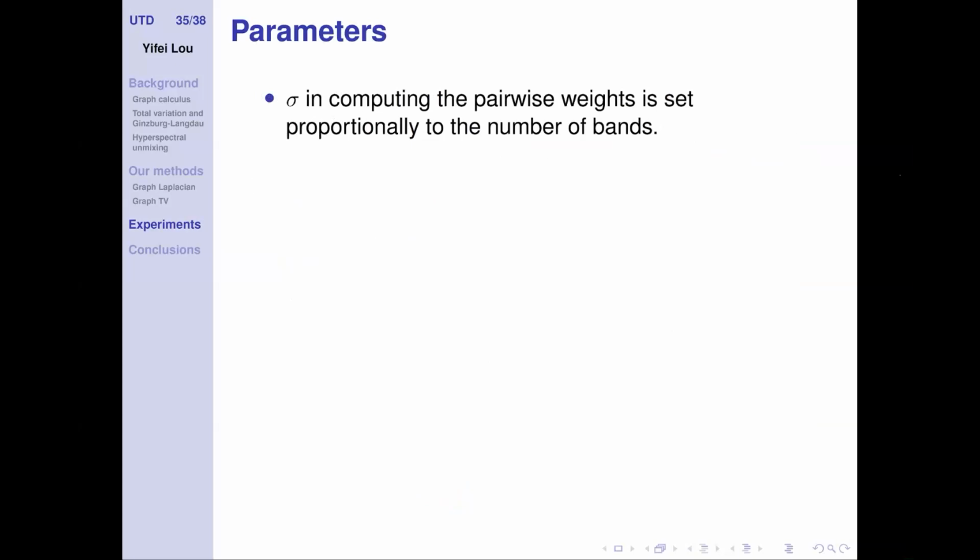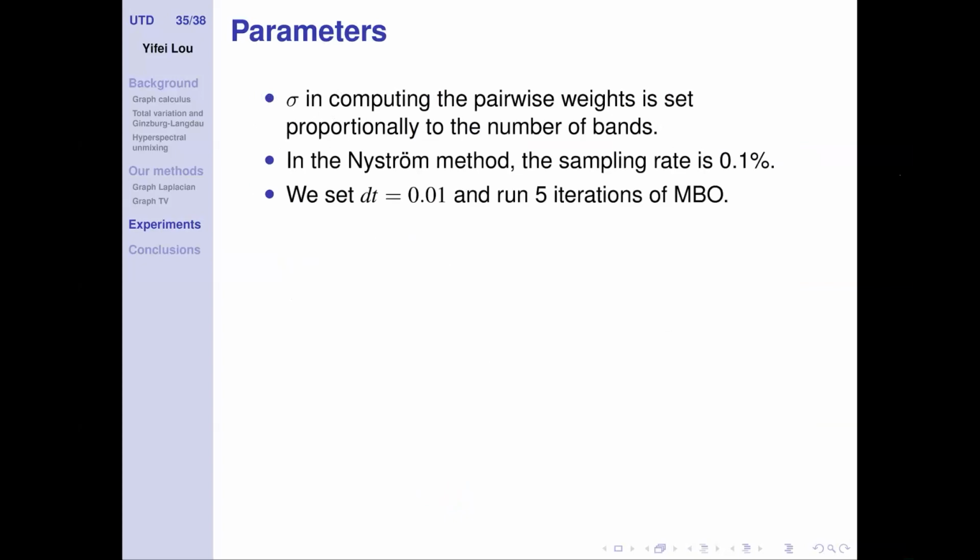One more thing before I conclude my talk. There are many parameters in our approach. We have sigma, and in the Nystrom method it's not 1%, it's 0.1%. So we only compute 0.1% of the points, and that's why it's so efficient. Sigma controls the pairwise weights: we first compute the cosine angle and then divide it by sigma. Then we set dt. When we do the MBO, we have a time step, and we set dt to be 0.01, and we only run MBO for 5 iterations.